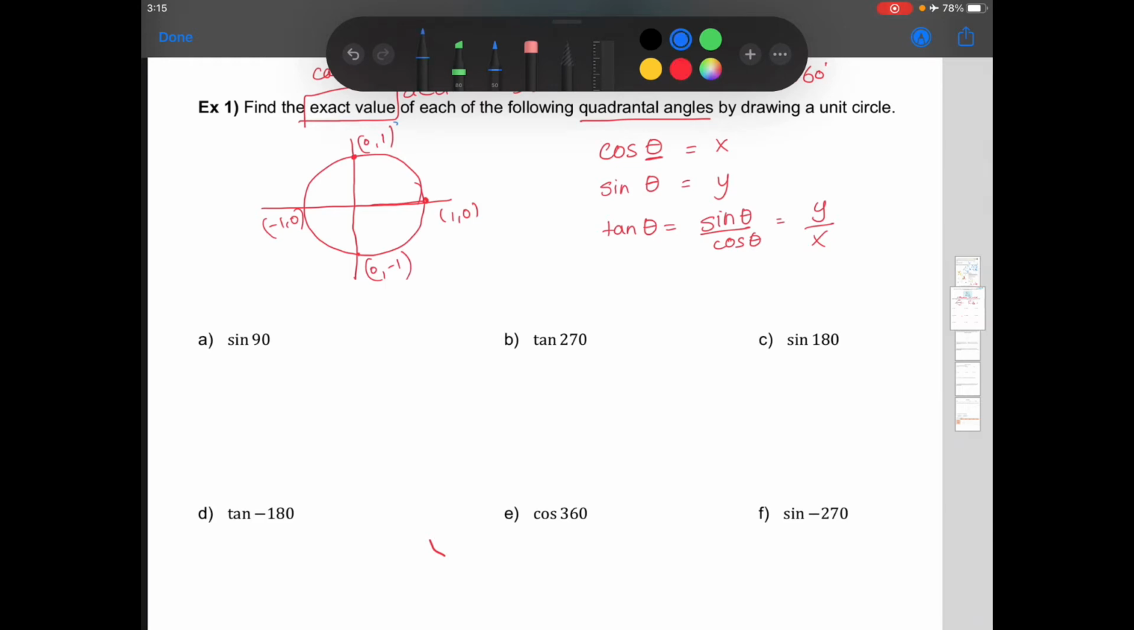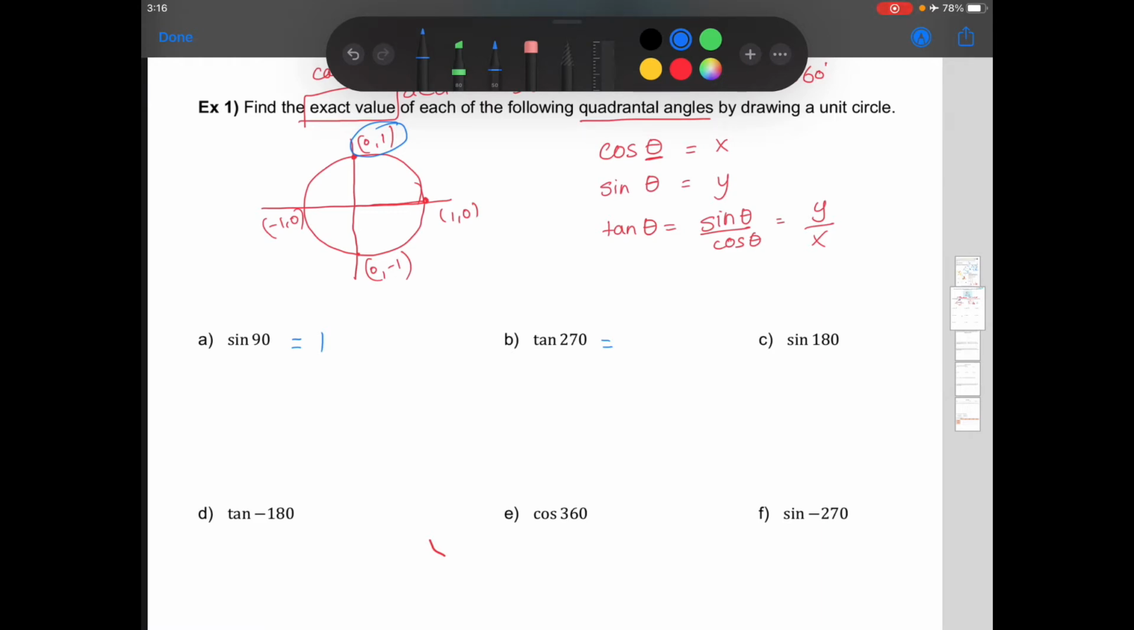So sine of 90 means what's my theta? 90. I'm going to take a different color. Sine is what? Your y value. So it would be just 1. Tangent of 270. Tangent functions will require you to do a little bit more work. It is what? Y over x.